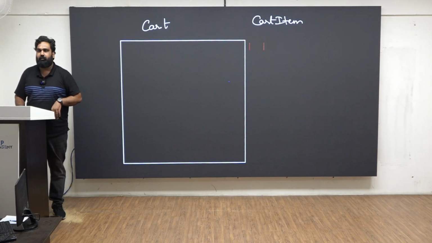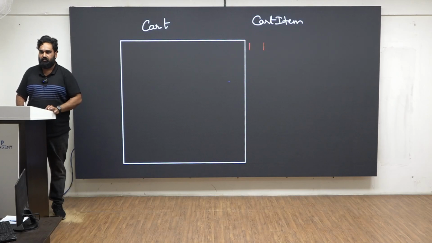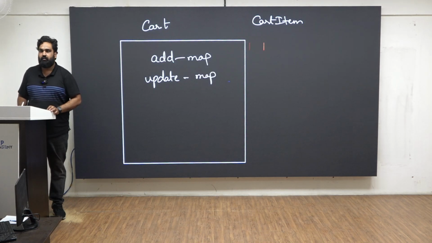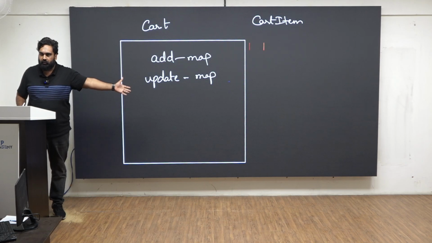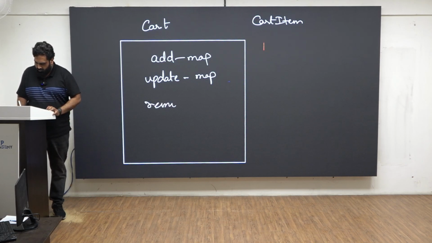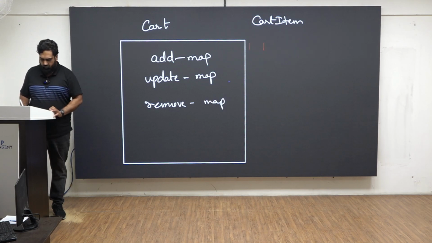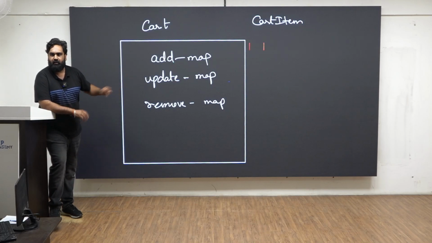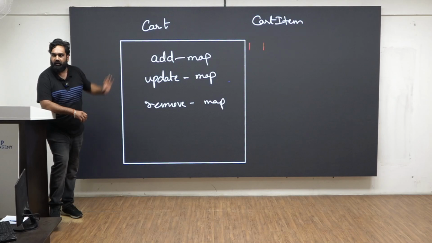In the cart, I will perform 3 operations. Adding an item to a cart, or adding an item to a map. Then update a map. Why do I want quantity? I want to update. And also remove an item from a map. Add to map, update map, remove item from map. These are the 3 things that I should be doing in the cart class. I hope you are able to understand this.